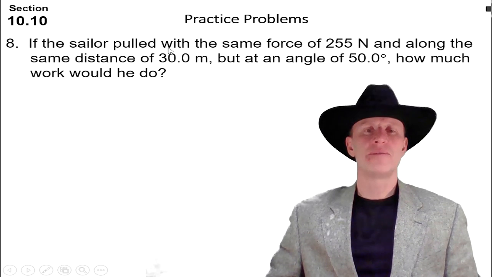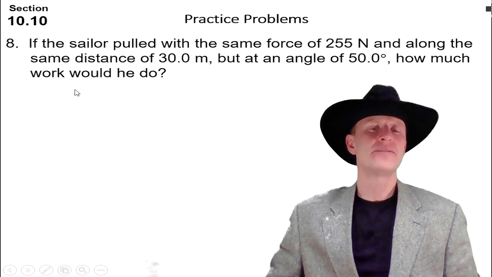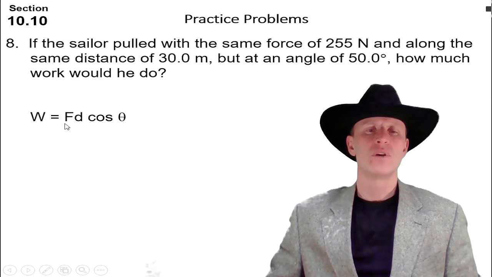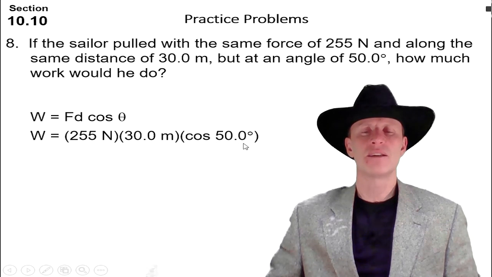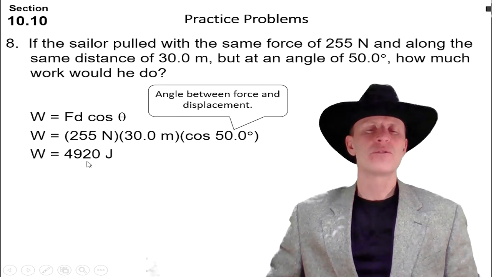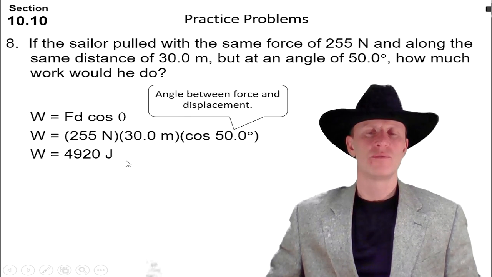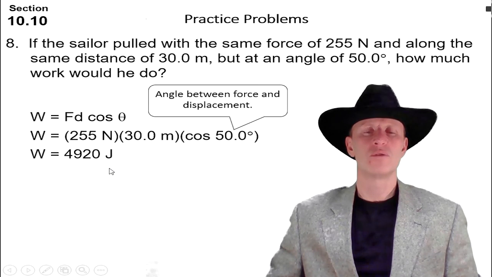Let's look at another one. If the sailor pulled with the same force and along the same distance, but the angle changed to 50, how much work did he do? Well, work is defined to be force times distance times cosine of the angle. So the angle is the only thing that changed in this problem. So we had 6,930 on the last problem. It would reduce the amount of work, would be only 4,920 joules. If we were going in the same direction, we'd be doing the most work.